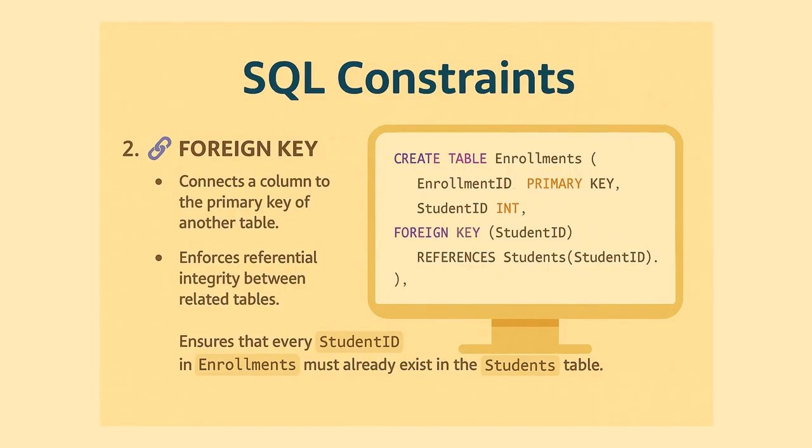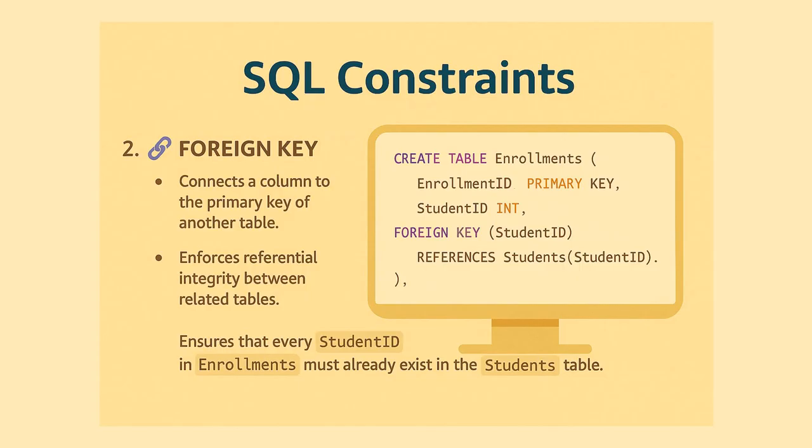Second constraint is the foreign key. Foreign key is used to connect a column to a primary key of another table. And this foreign key will be helpful to ensure the integrity between several tables together. For example, it ensures that every student ID in the enrollments table must already exist in the students table.